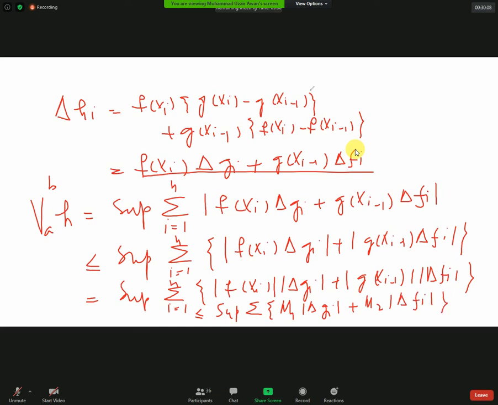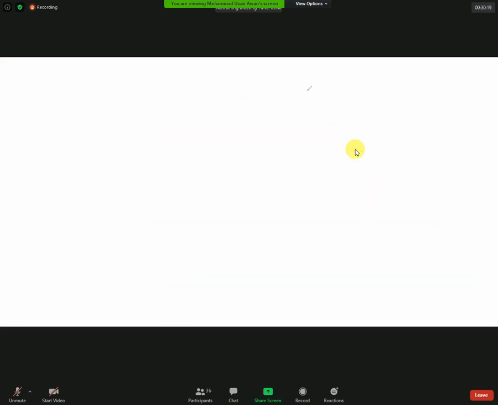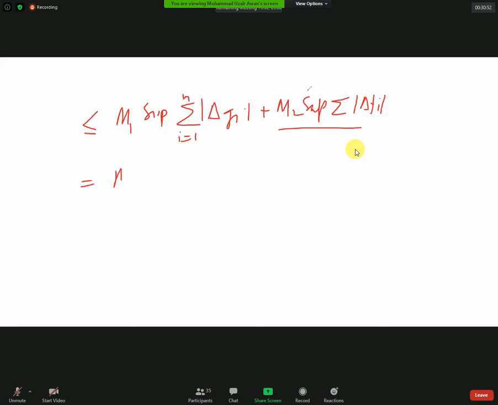ठीक हो गया। So we know that supremum of f plus g is less or equal to supremum of f plus supremum of g, so that will be less or equal to M1 निकाल लें, supremum summation i equal to 1 to n del gi plus M2 supremum summation i equal to 1 to n del fi, ठीक हो गया। So that will be equal to, ये क्या चीज बनती है, M2 total variation of f plus M1 total variation of g.